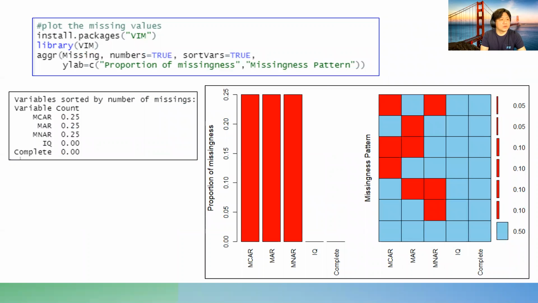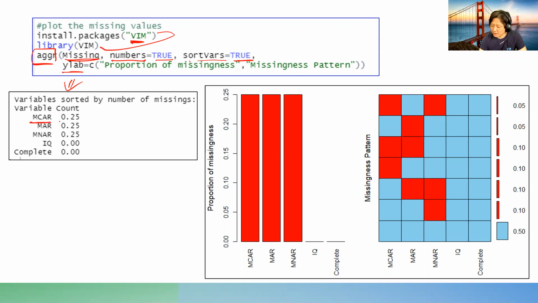Okay. And then you can also evaluate more advanced patterns, using the package we already installed, with the aggr aggregate function. So first you have to specify your data, and then numbers equals true. This means it will return the frequency or proportion as numeric information. Okay. And then sortVars. If you specify it as true, it will sort in descending order. Okay. And then I added labels to my graph, for proportion of missingness and missingness patterns. So it will give you this result.